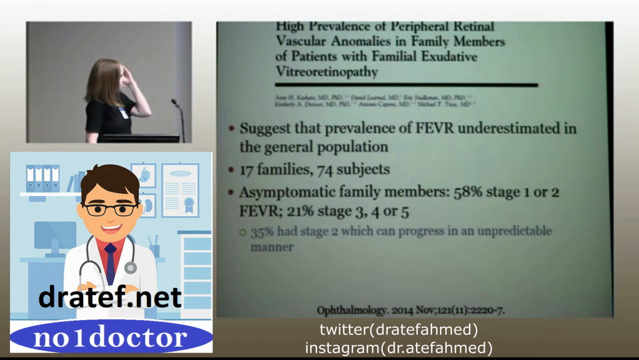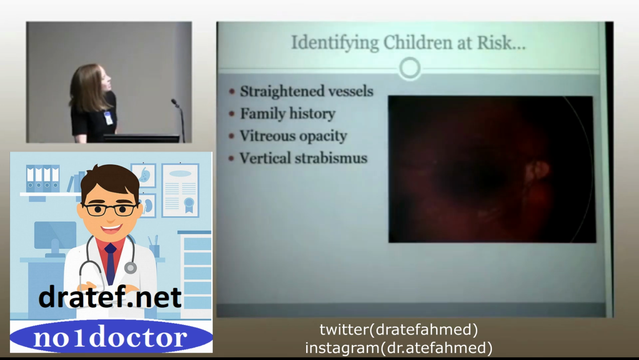Stage 2 is when they can start to have some exudate and it's a little bit more concerning. So 35% of these asymptomatic people had stage 2, which is kind of that stage that can really take a turn and start causing a lot of problems in terms of retinal detachment and macular dragging and things like that.